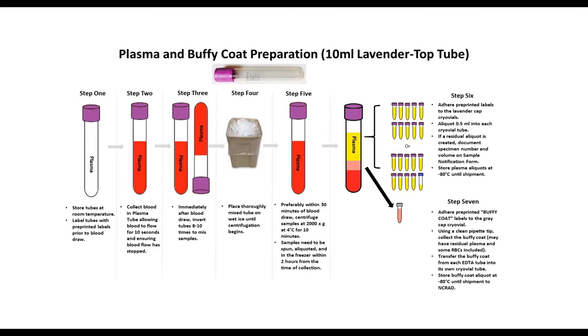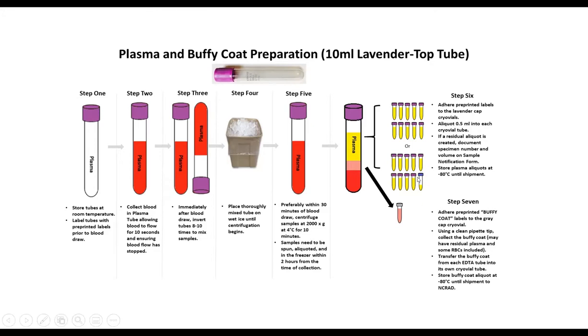We do ask that you centrifuge the samples at 2000 G again at 4 degrees for 10 minutes, same as the centrifugation for the serum. And just the same as the serum, the samples need to be spun, aliquoted, and in the freezer within 2 hours from the time of collection. These will also be sub-aliquoted into 1/2 ml aliquots. And ideally, again, you would get 10 1/2 ml aliquots, but in reality, you might get one of those residuals again.